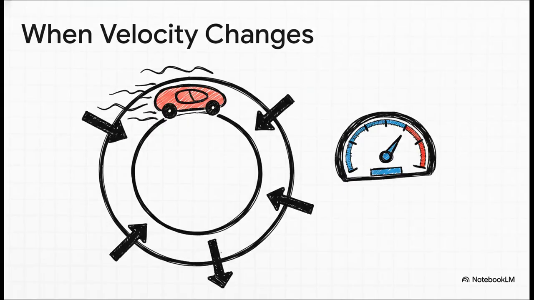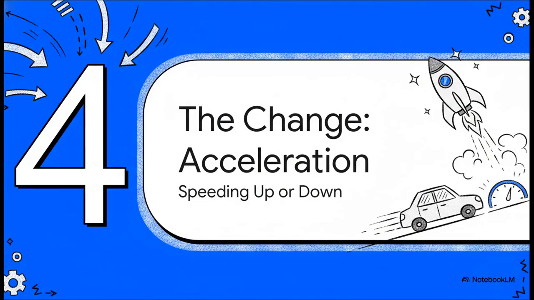And this is a really big deal. It means you can have a constant speed, but your velocity can be changing the whole time. Just picture a race car on a circular track. Its speedometer might be stuck on 150 kilometers per hour. That's a constant speed. But since it's constantly turning, its direction is constantly changing. And if your direction is changing, your velocity is changing too. Okay, we've got speed, we've got velocity. But what's the word for when your velocity itself is changing? Well, that brings us to our next major idea: acceleration.